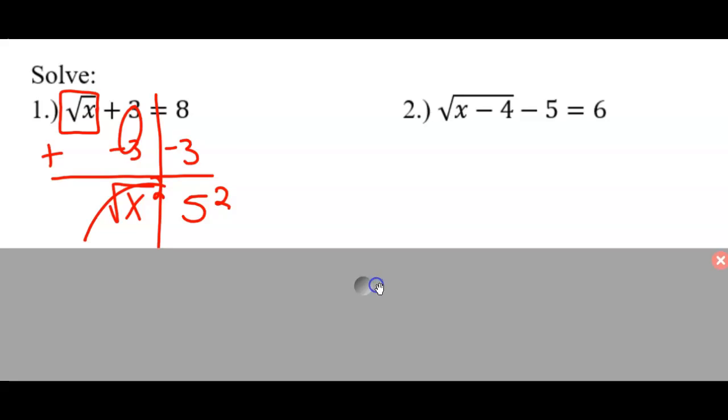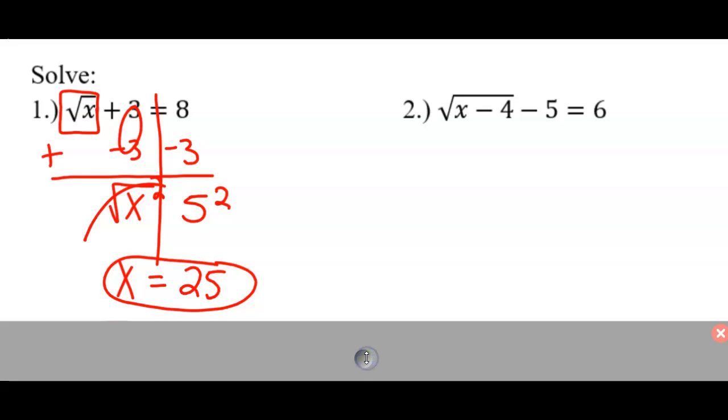So then I need to undo my radical symbol. So I put a little 2 here, and that undoes this. It undoes the square and the square root symbol. So now x is all by itself. But remember, if I square one side, I have to square the other. So I'm going to square that 5, and I'm going to get x equals 25.